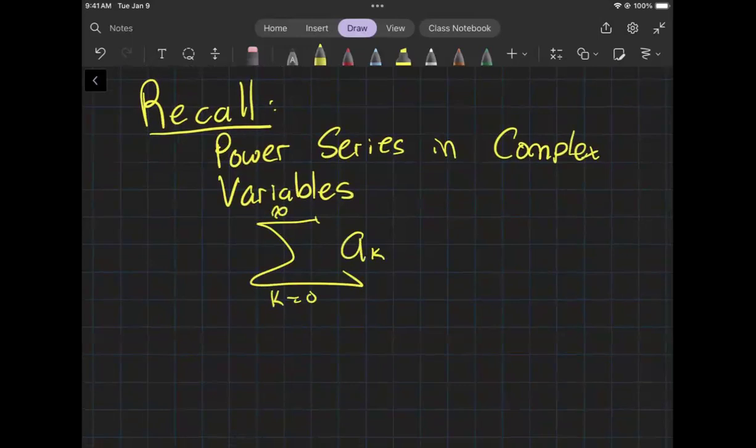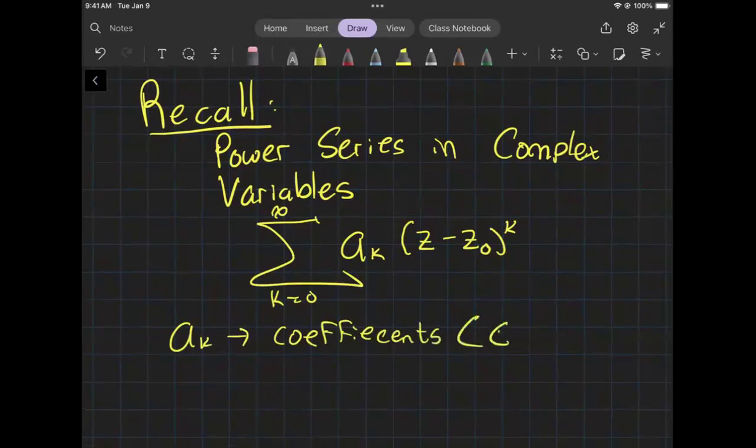A power series in complex variables looks like this: a sub k times z minus z naught raised to the k power. The a sub k are the coefficients of the power series. They're complex coefficients. And z naught is the center of the power series.